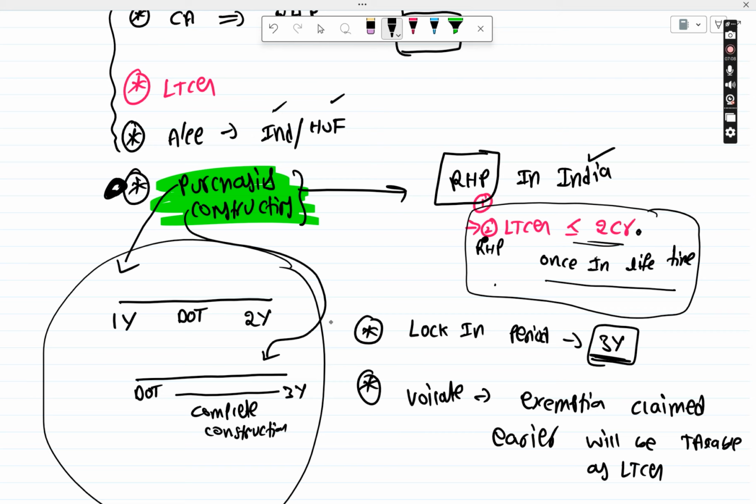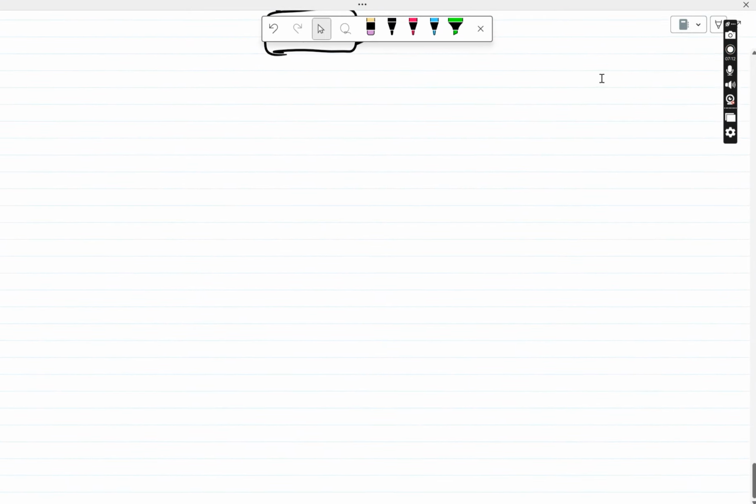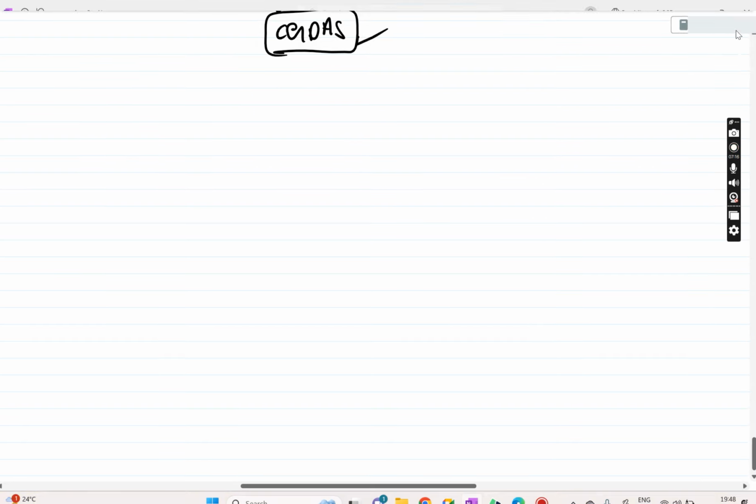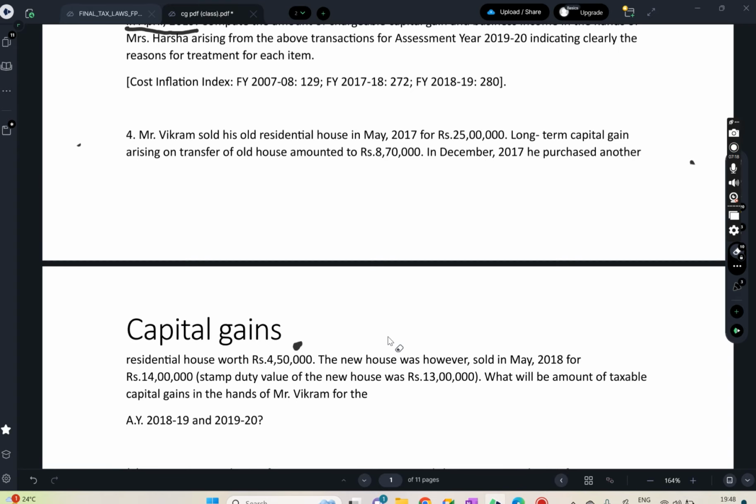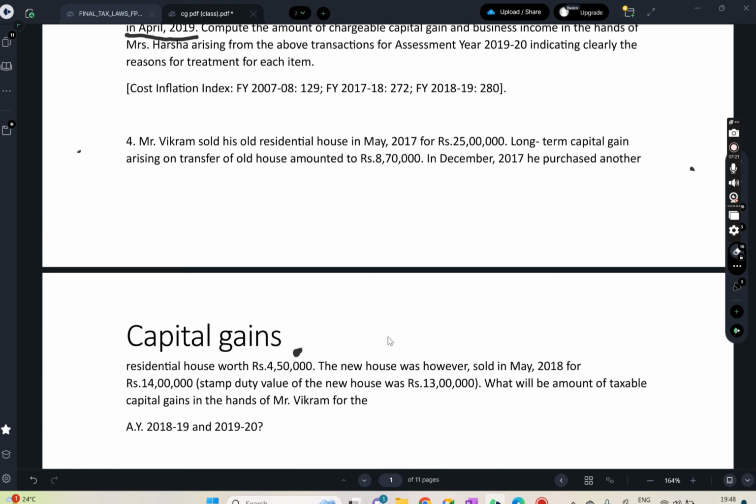Okay, so now let's see this question, whether all the conditions are satisfied or not. This question is primarily designed to explain only section 54.